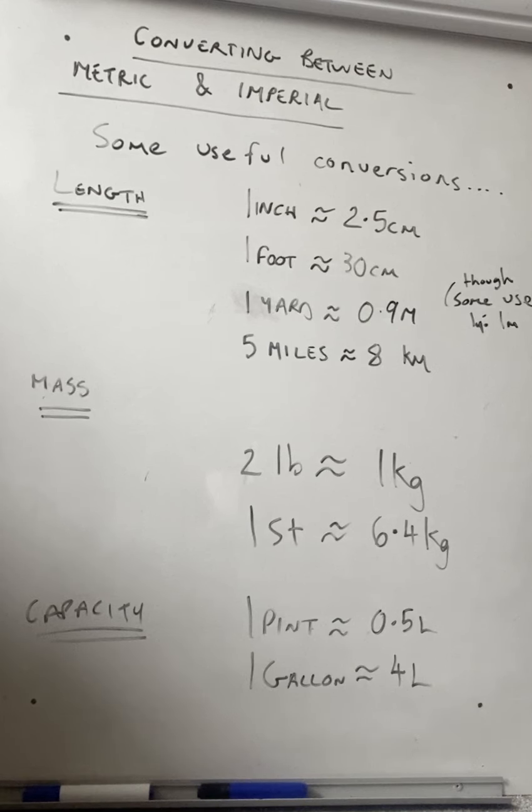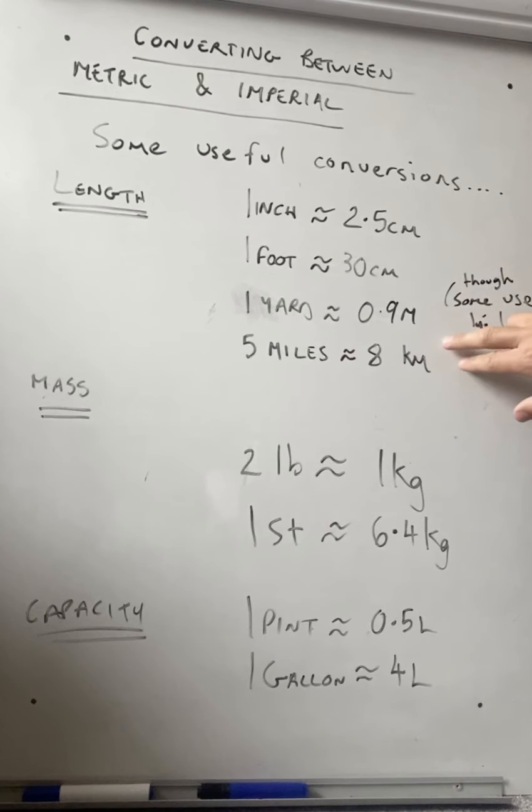Okay, and a yard is 3 feet, which is 0.9 meters. Now, some people use a conversion of 1 yard to 1 meter because it's not far off, but again, you're out by about 10% there. So if you use it for quite big measurements, you're going to have quite an inaccurate approximation. And the final conversion we've got is 5 miles is approximately 8 kilometers.